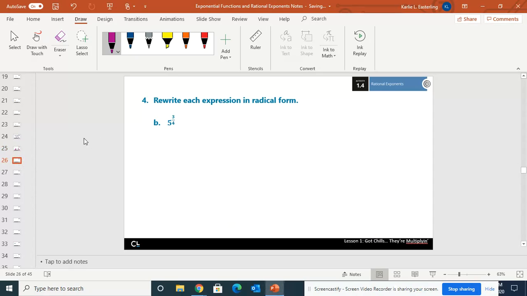If we're rewriting B, we're looking at 5 cubed, because 5 is the base and 3 is the number on the top, and that is to the 4th root here, because that 4 is in the denominator.